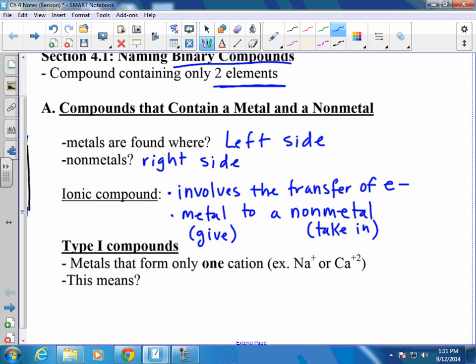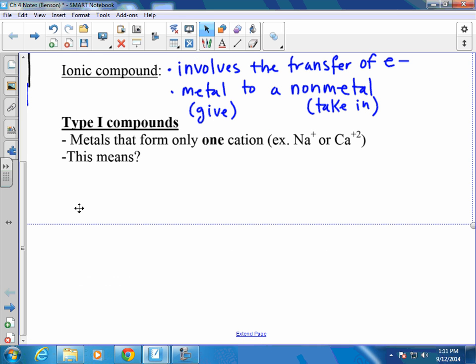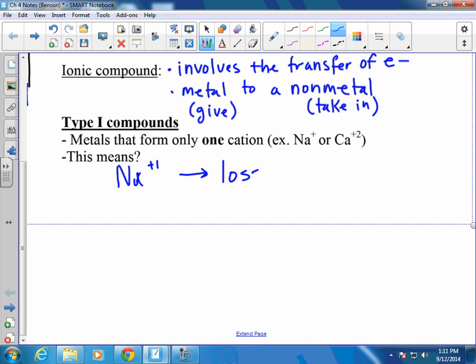So you guys have a cation anion sheet, and you guys are able to take a look at the charges. It's not anything, again, that you have to memorize. And so the type 1 compounds are metals that form only one cation, meaning they just have one charge. There's no exceptions. Sodium is always only going to be +1, and calcium is only going to be +2. So when I take a look at sodium with a +1 charge, it means that it had a loss of 1 electron. Calcium with a +2 charge means that it had a loss of 2 electrons, and they are doing that in order to become stable.